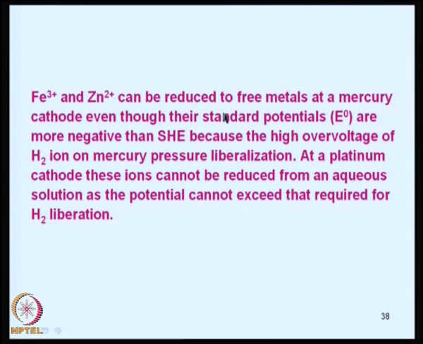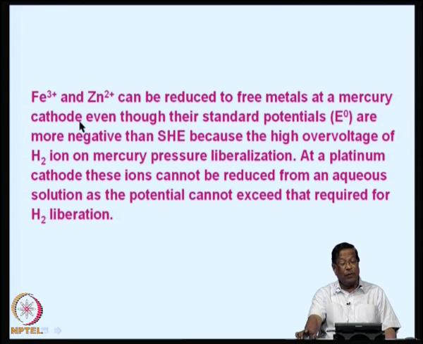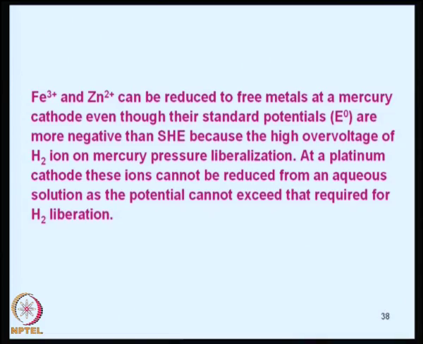For example, iron 3+ and zinc 2+ can be reduced to free metals at a mercury cathode, even though their standard potentials are more negative than the standard hydrogen electrode, because we are applying high over voltage of hydrogen ion on mercury, and there is liberation of hydrogen. At a platinum cathode, these ions cannot be reduced from an aqueous solution, as the potential cannot exceed the required rate for hydrogen liberation.